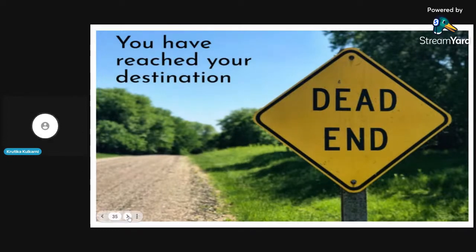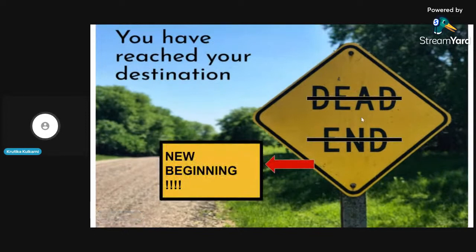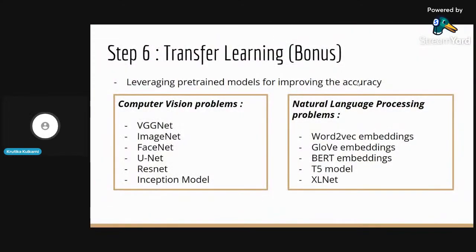I don't think this is a dead end. In fact, this is a new beginning for you. A new beginning to learn new things, try out different algorithms, explore how different things are working out. And so, I think after you become well versed with all the basics that we have talked about in today's session, you can look into transfer learning, which helps us to leverage the pre-trained models for improving our accuracy.